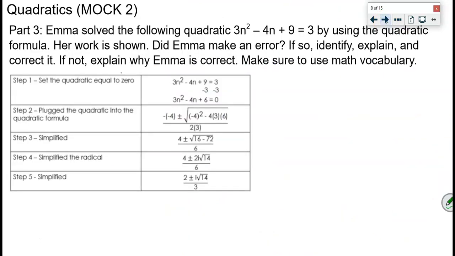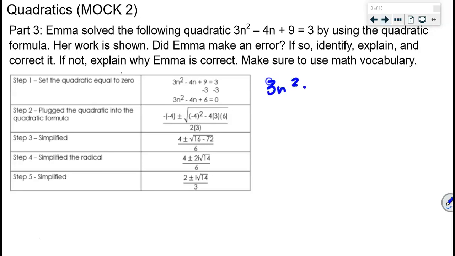Emma solved the following quadratic by using the quadratic formula. Her work is shown. Did Emma make an error? If so, identify, explain, and correct it. If not, explain why Emma is correct. Make sure to use math vocabulary. Okay, so first thing I'm going to do is work the problem over here on the right, y'all, because that's the best way for me to see where the error is.